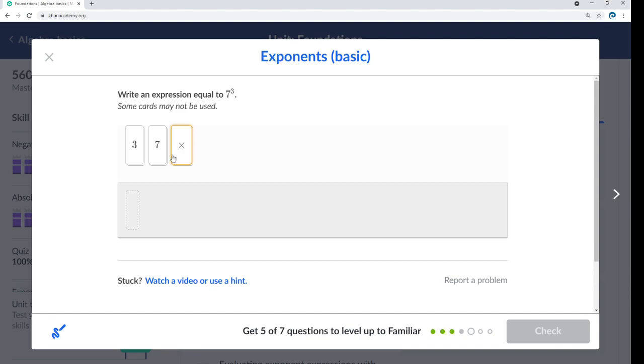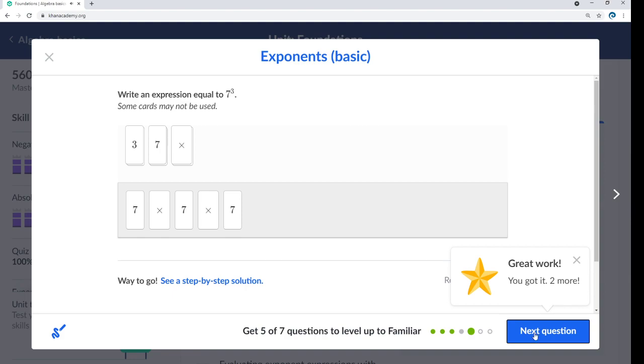Write an expression equal to 7 to the 3rd power. So that'd be 7 times 7 times 7. 7 to the 3rd power.